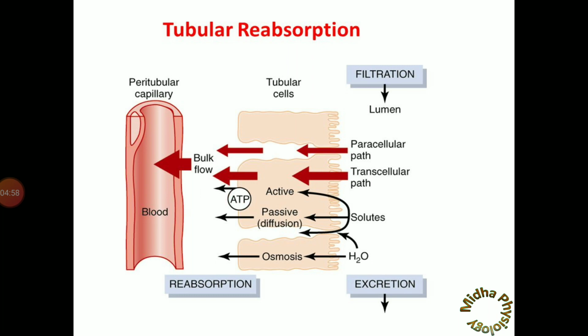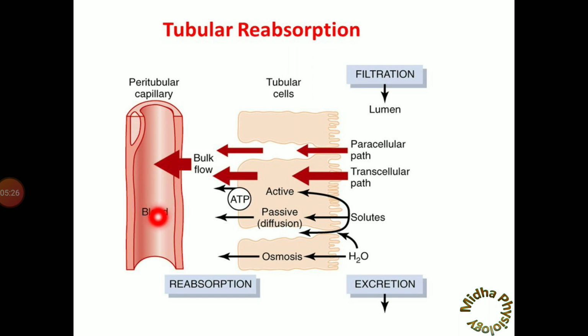So this transportation, which is occurring in between this epithelia, in between these cells, is called transportation via the paracellular pathway. So the paracellular pathway or the transcellular pathway, both are going to reabsorb the substances, giving the substances to this interstitial fluid. Now from this interstitial fluid, the substances have to move into the blood in the peritubular capillary.